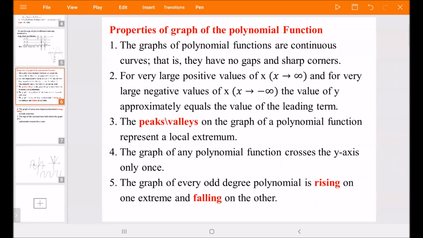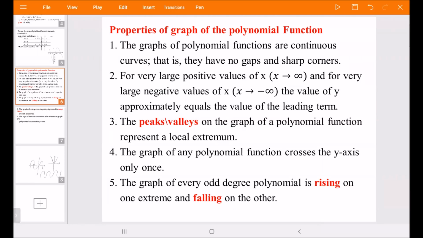And the third one is that the peaks and valleys on the graph of a polynomial function represent local extrema. A local extremum refers to a local maximum if the graph of a polynomial forms a peak at that point, or a local minimum if the graph of a given polynomial forms a valley at that point. So local extremum in general is a collective name for the peaks and valleys observed on the graph of a polynomial.